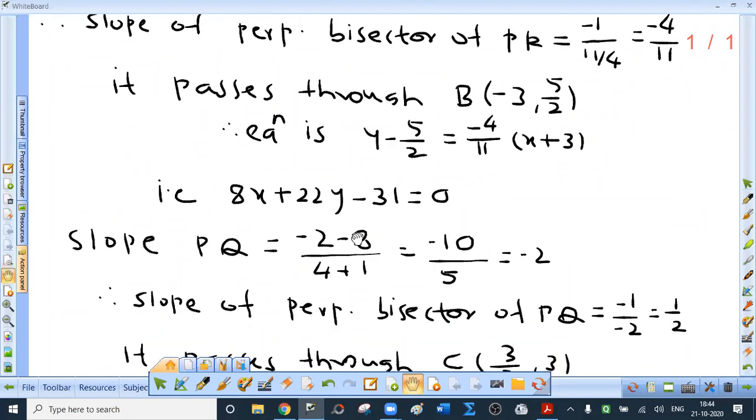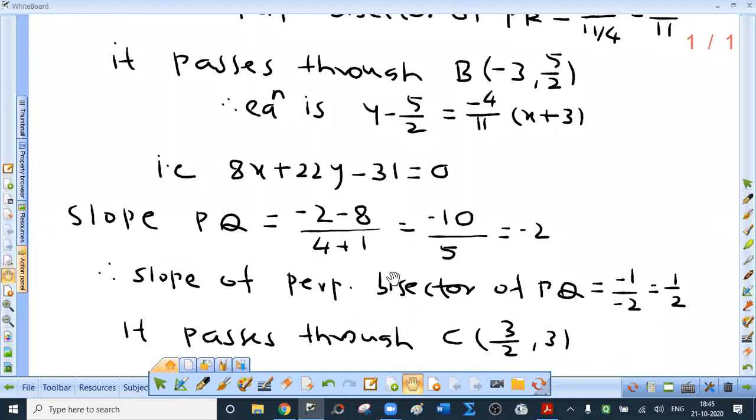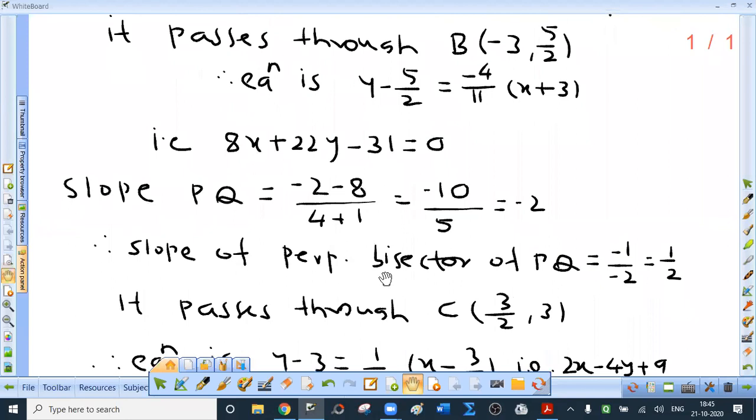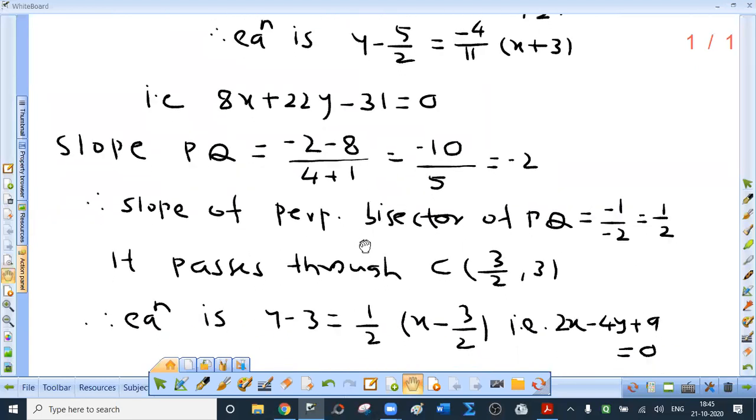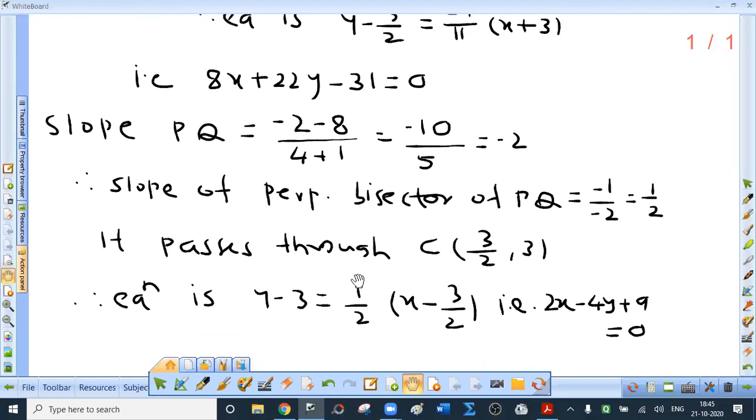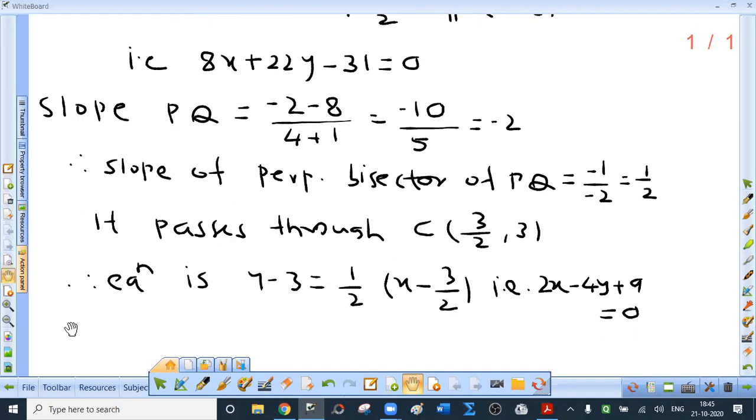Now the third side PQ has slope -2. So what is the slope of the perpendicular bisector of PQ? It will be -1 upon -2, that is half. Why? Product of slopes of two perpendicular lines is -1. Now it passes through which point? C(3/2, 3). So we get the equation as 2x minus 4y plus 9 equal to 0, as this is the third perpendicular bisector. Now you are supposed to write the answer separately at the end. You will say that the perpendicular bisectors of the sides are these.